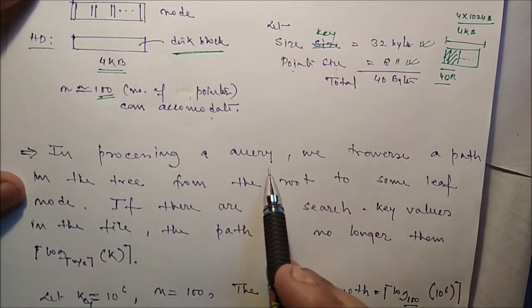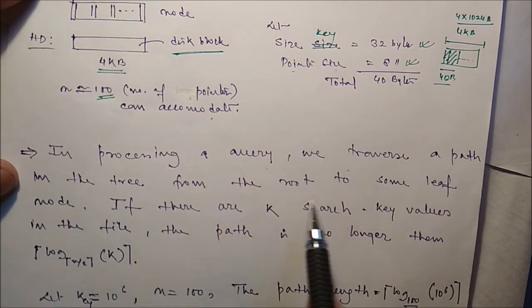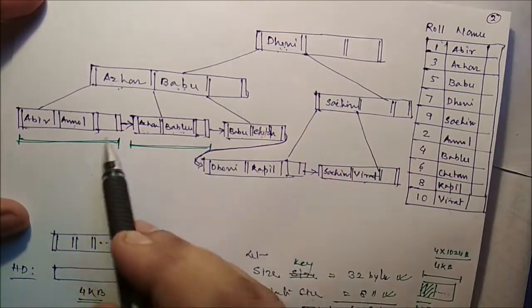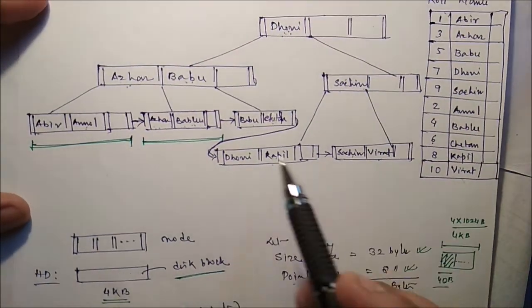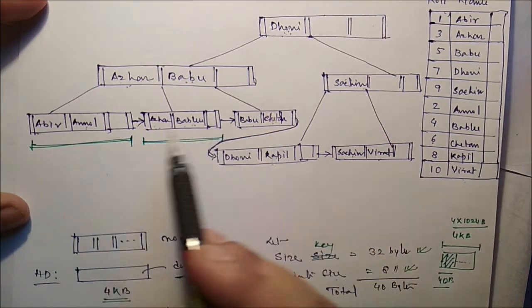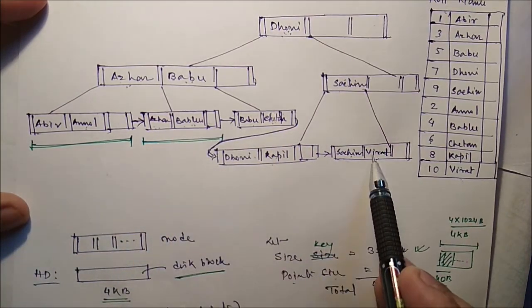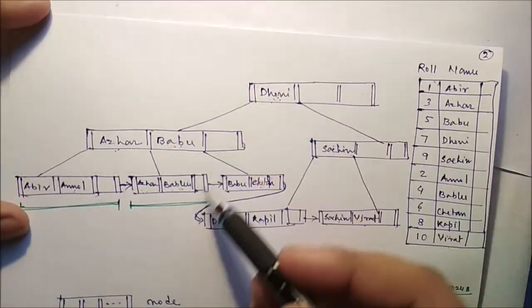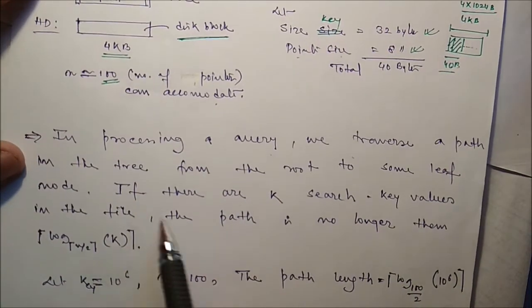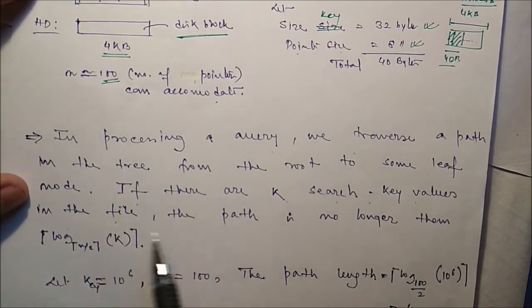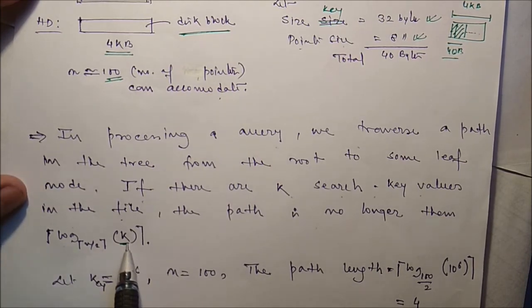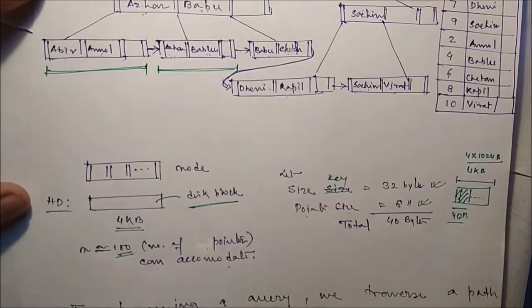In processing a query, we traverse a path in the tree from the root to some leaf node. To search any particular leaf, all the keys are present in the leaf nodes, so we have to traverse the length of the tree. If there are k search key values in the file, the path is no longer than log base n by 2 of k. Here k is the number of search keys, and n is the number of pointers a node can accommodate.